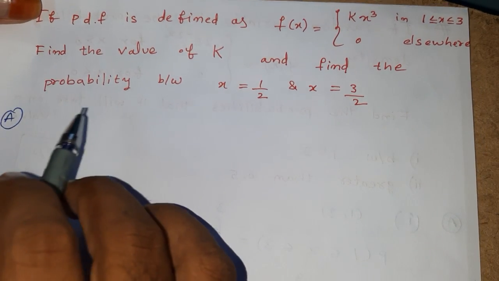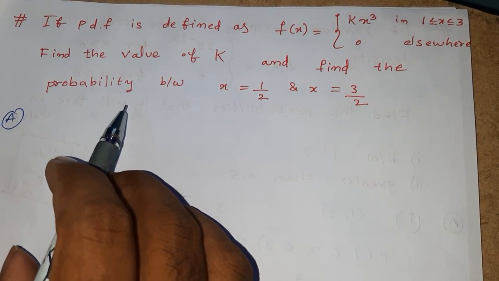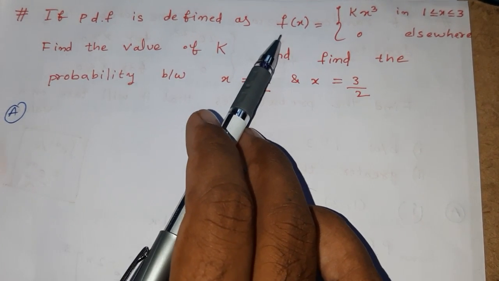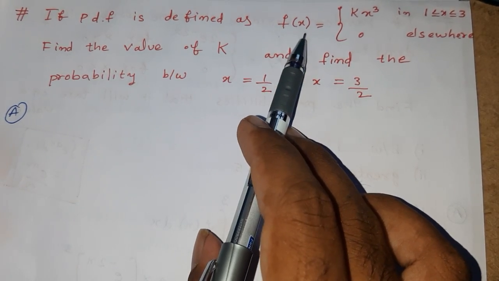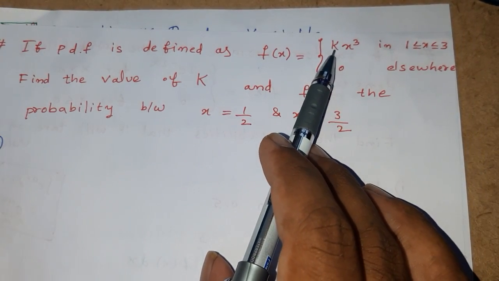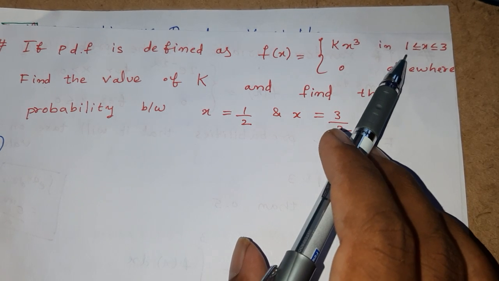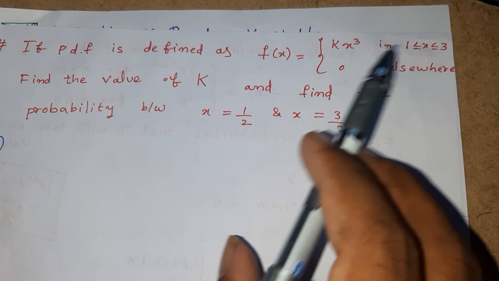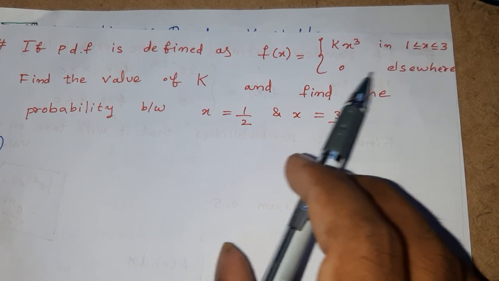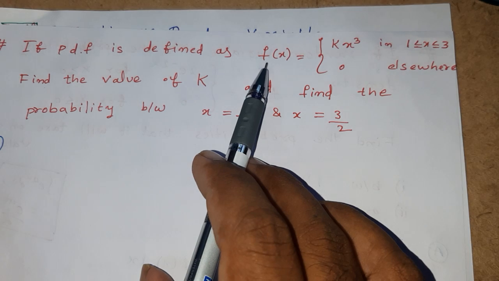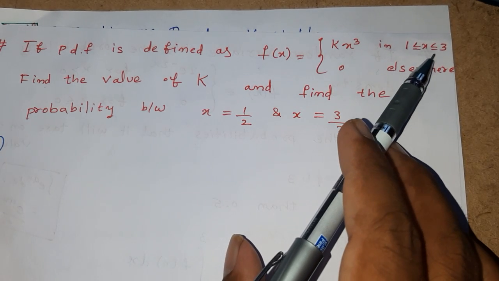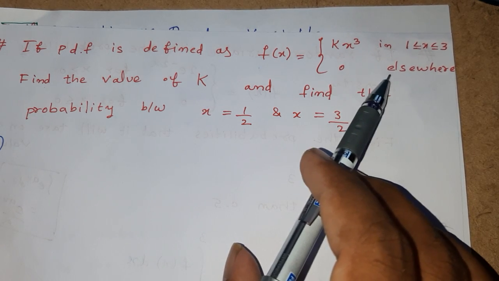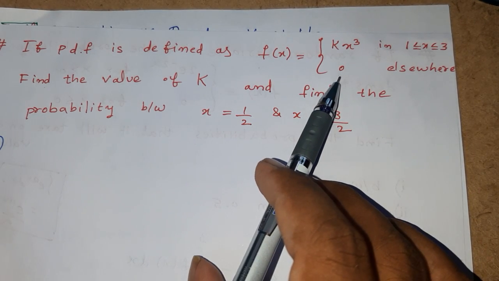Okay, students, let us go to the problems regarding continuous random variable. Here the probability density function PDF is defined as f of x is equal to constant k into x cube within the interval 1 less than or equal to x less than or equal to 3, and in the remaining portion it is 0 elsewhere. Therefore f of x is only defined within the limits 1 to 3 as kx cube, and in the remaining portion it is defined as 0.